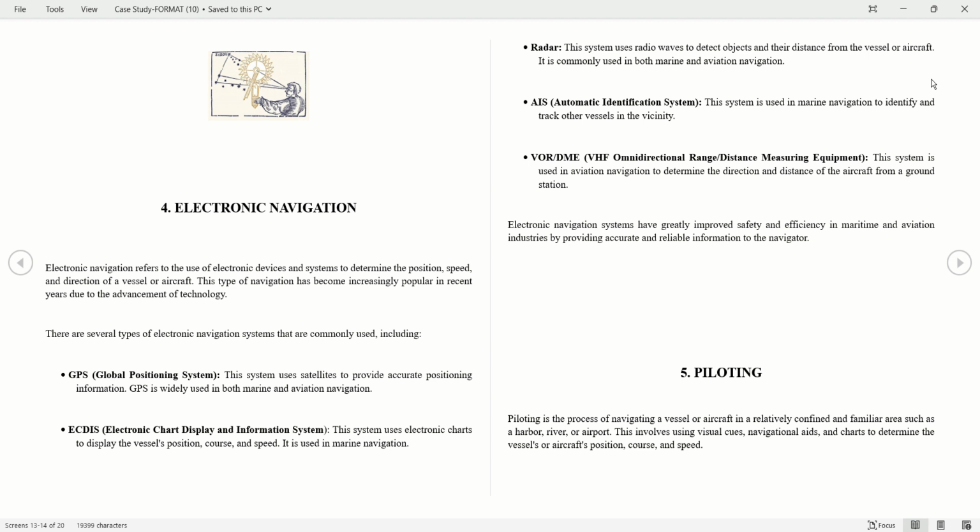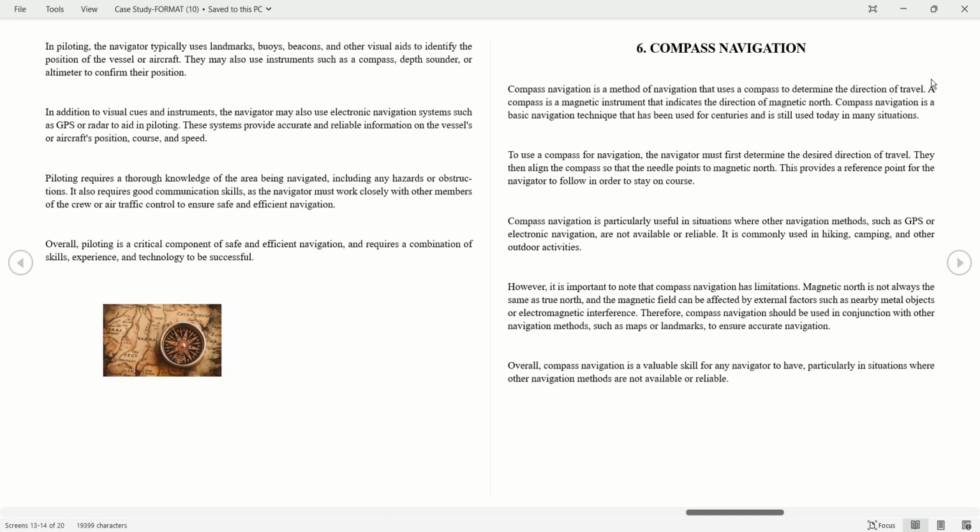Piloting is the process of navigating a vessel or an aircraft in waters or areas that are relatively confined and familiar, such as a harbor, river, or an airport. Piloting requires thorough knowledge of the area being navigated, including any hazards or obstructions. It also requires good communication skills as the navigator must work closely with crew members. So overall, piloting is a critical component of safe and efficient navigation and requires a combination of skills, experience, and technology to be successful. Then the next is compass navigation.